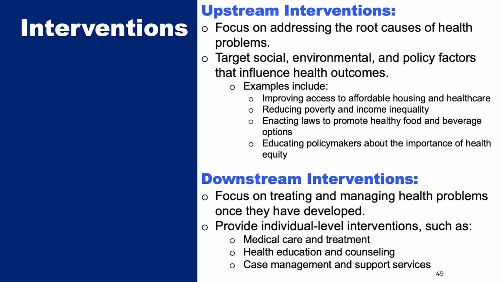Examples include improving access to affordable housing and health care. This is something that doctors can't necessarily do, but if you make it a part of your practice to understand who the resources in the community are to link your patients with in terms of affordable housing, that's an important step. Community resources focusing on reducing poverty or income inequality, enacting laws to promote healthy food, etc.